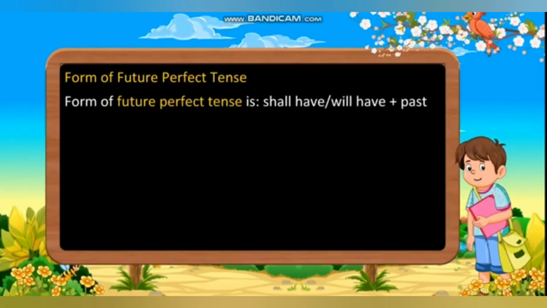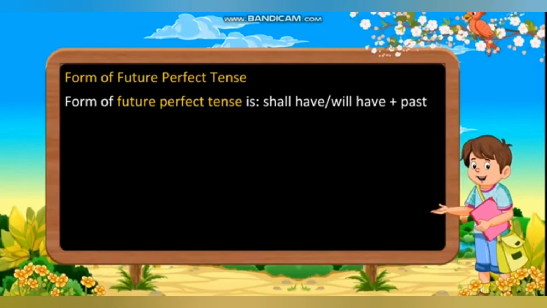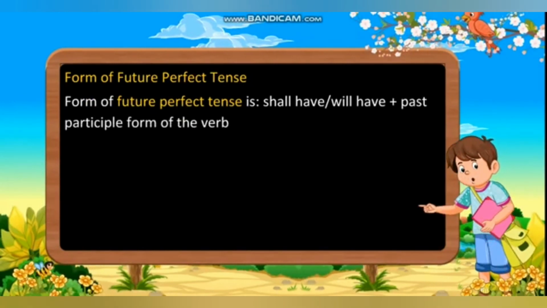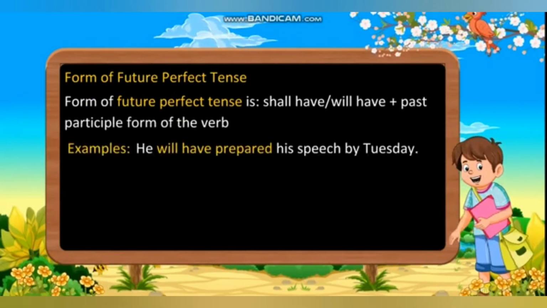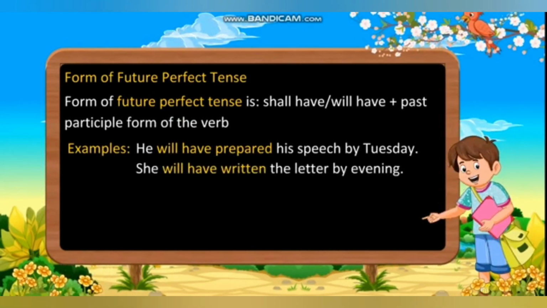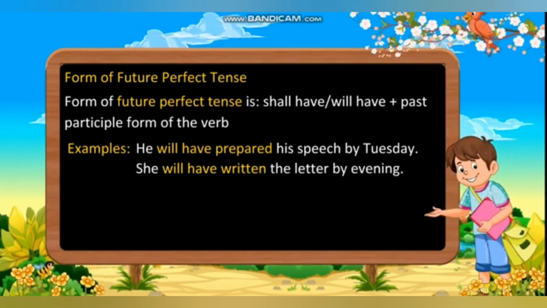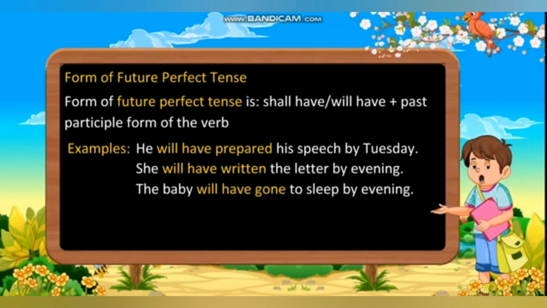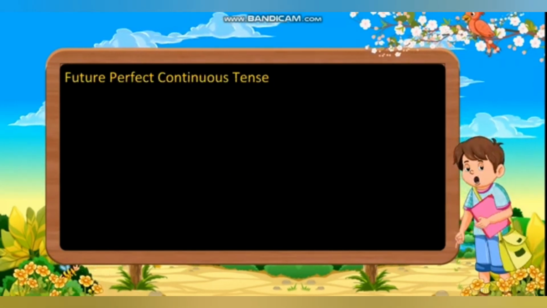Form of future perfect tense is shall have, will have, plus past participle. We are going to add have here with all pronouns and the V3 form of the verb, always in perfect, the V3 form of the verb we are going to use. Example, she will have written the letter by evening. The baby will have gone to sleep early.